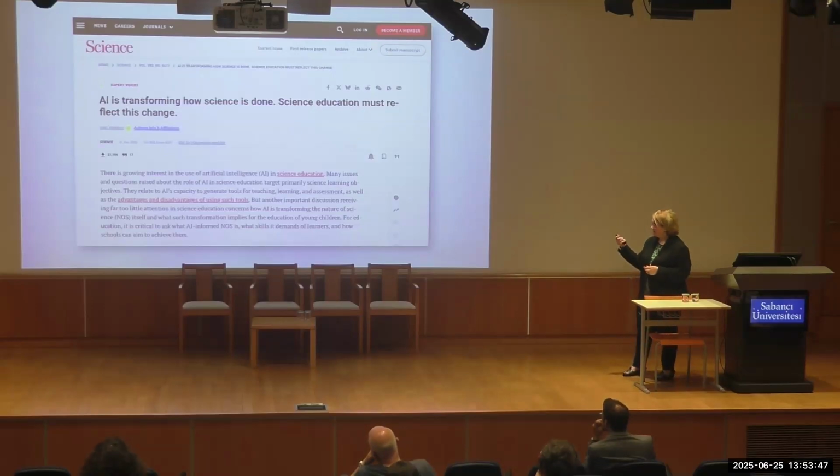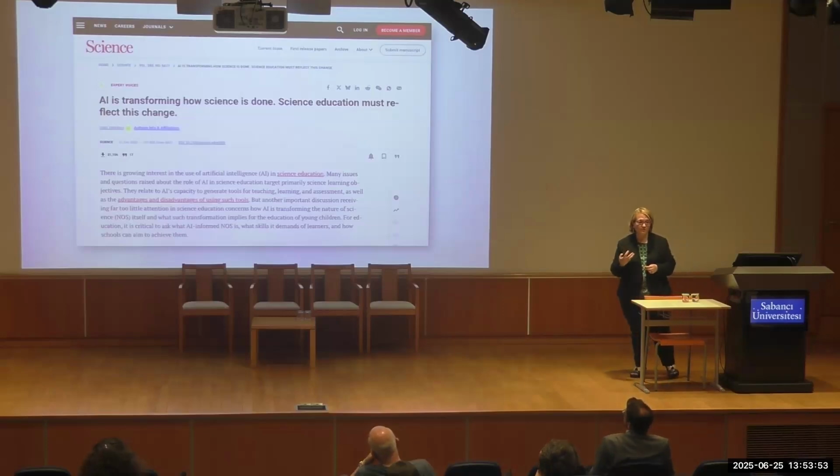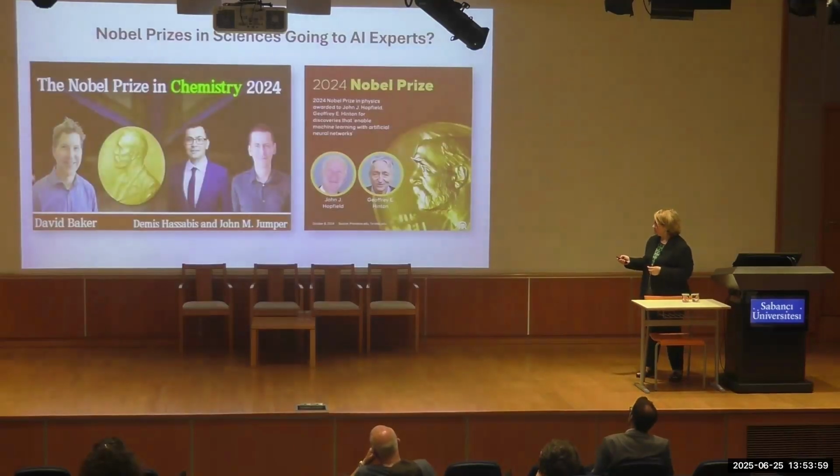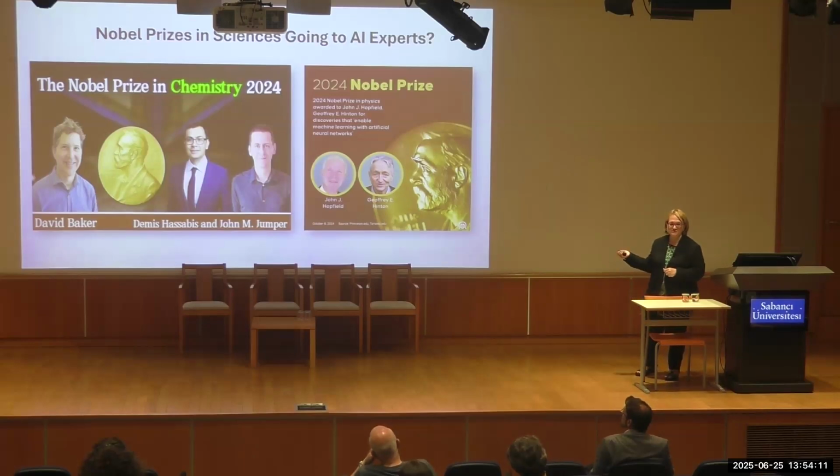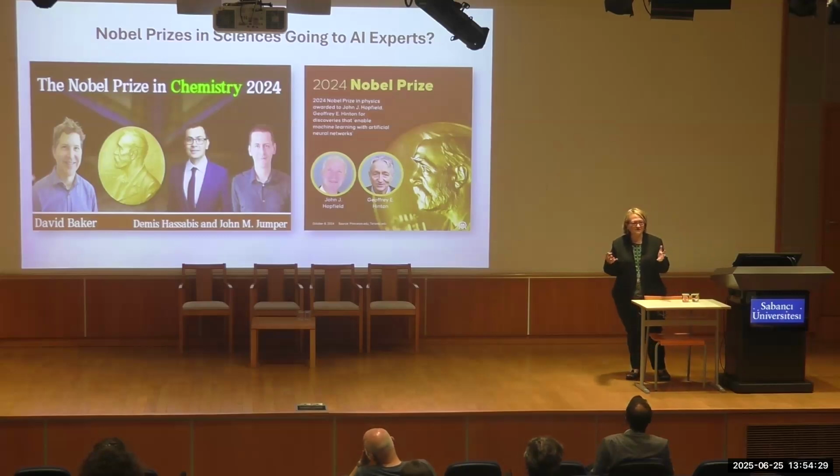So I wrote this article in Science, where I made the argument that we need to change the way we're thinking about what science is about in science education. And then in 2024, out came the Nobel Prizes in sciences, in physics and chemistry. And the common denominator between these two prizes were computer scientists. And I thought, Nobel Prizes in science are going to computer scientists. What is this about? They're not chemists. I mean, they're not physicists.